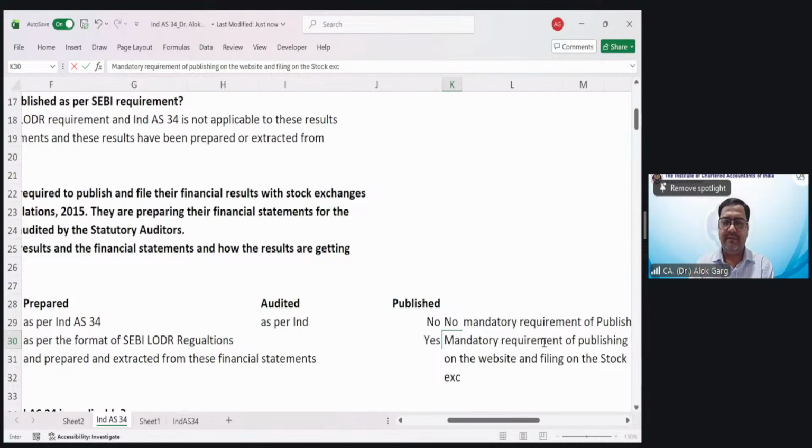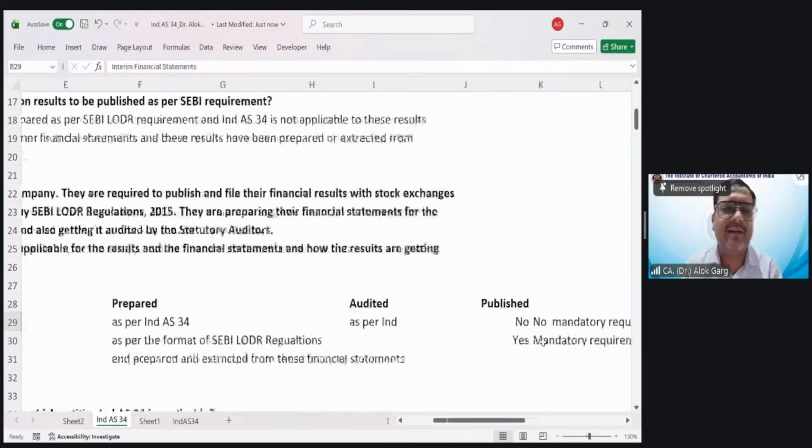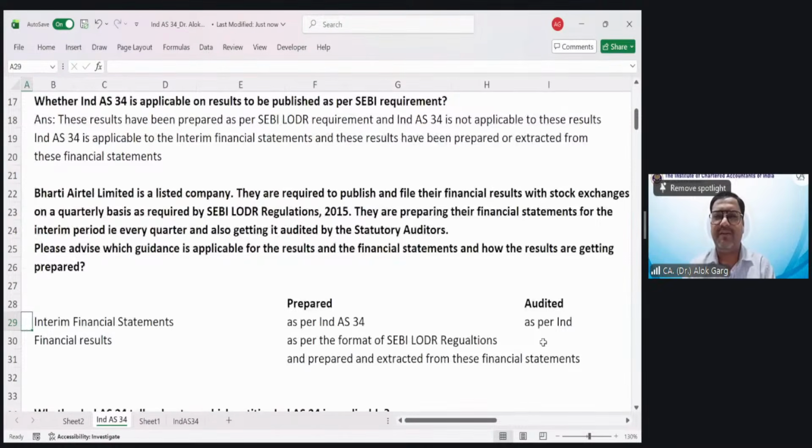Okay, right? Friends, this is not written in your standard. This is a gyan which I want to give you, practical gyan. I hope with this everything is clear to everyone. So far you have understood the difference between the financial results and the financial statement. Ind AS 34 is applicable to the financial statement, and these results are extracted from these financial statements. Is that clear, my dear friends? Shall I move forward? Right? These were the practical gyan. These are not covered in your Ind AS 34.